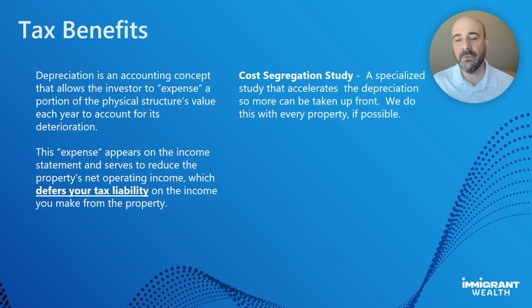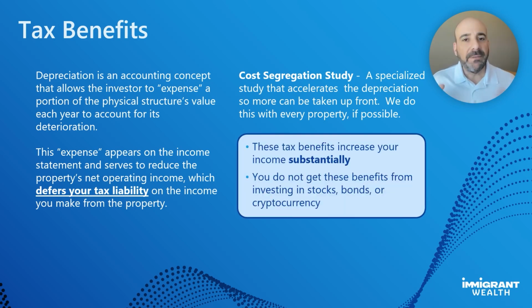Many syndications do something called a cost segregation study, where they help to accelerate that depreciation and bring it up to earlier years so you can take more of it, which is a whole separate topic which I can cover in a different video, but I wanted to just mention it. So these tax benefits greatly increase your income, which is great. And you don't get these benefits from investing in cryptocurrency or stocks or bonds. This is really something that real estate is very well known for.